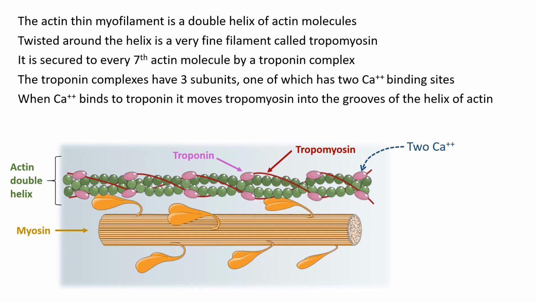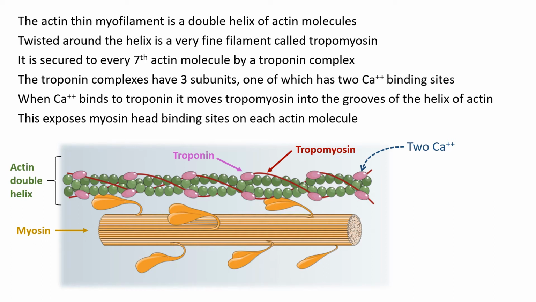So when calcium, Ca++, binds to the troponin, remember 2 per troponin, the troponin then moves tropomyosin into the grooves on this helix of actin. It undergoes a conformational change whereby it falls into the grooves on actin.